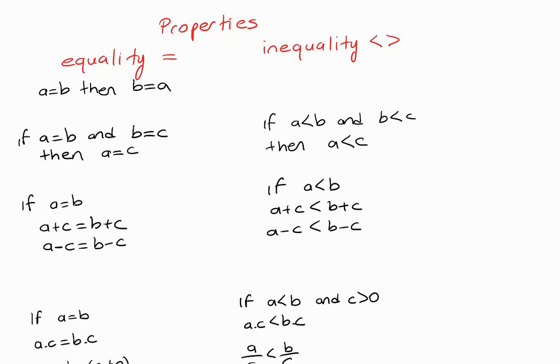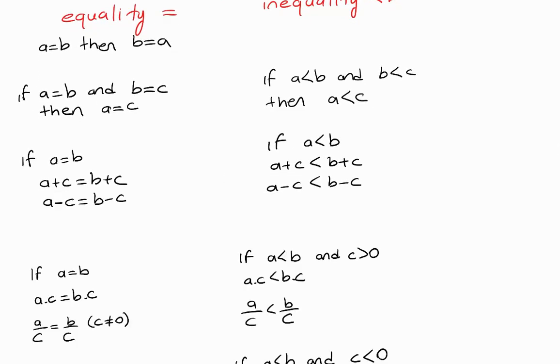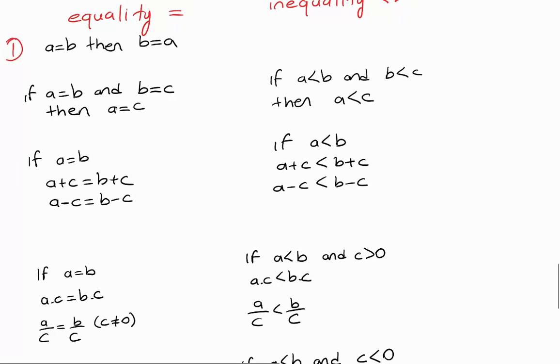Okay, so if we say A equal B, then we can say B equal A. This is the first property. And second, if we say A equal B and B equal C, then we can conclude A equal C. Similarly, for inequalities, if we know A less than B, and then we know B less than C, we can conclude A less than C.